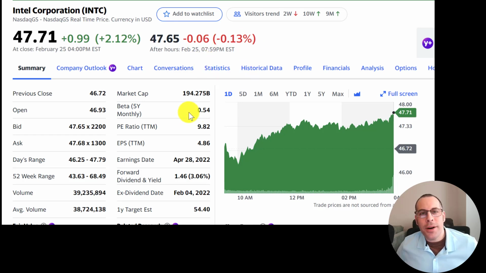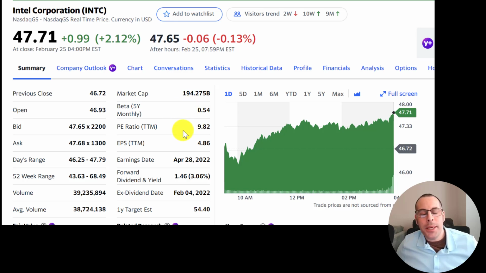Their beta is 0.54. That's the volatility of a stock. For example, if the market went up 10% in a year, then this stock should go up 5% since the beta is about 1/2. And if the market went down 10%, this stock should go down about 5%.